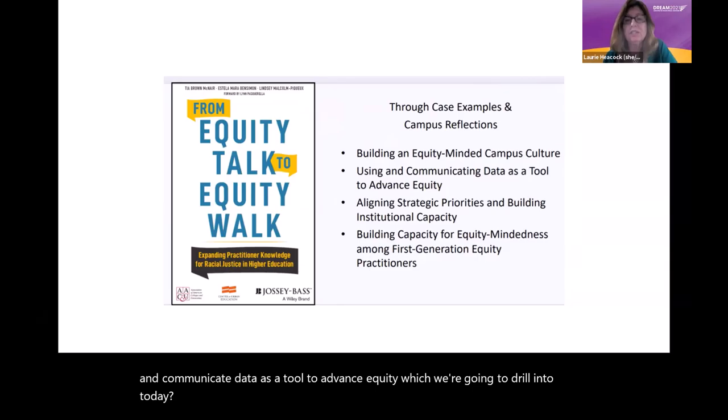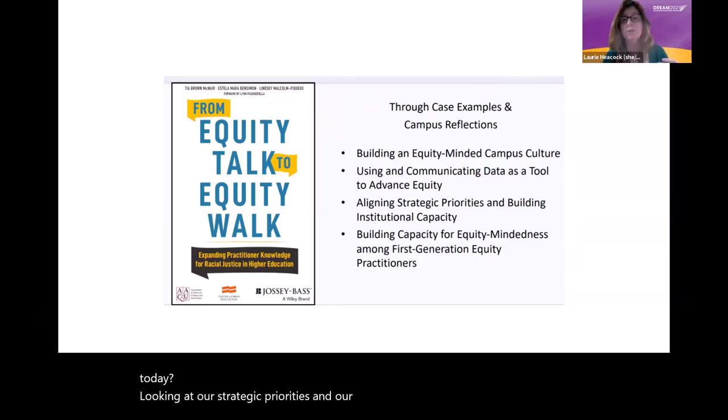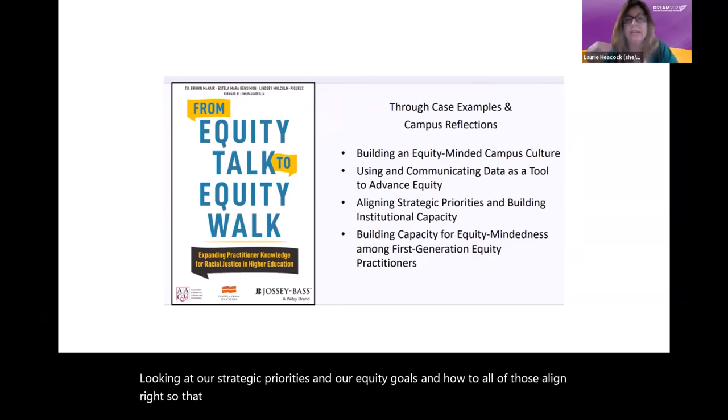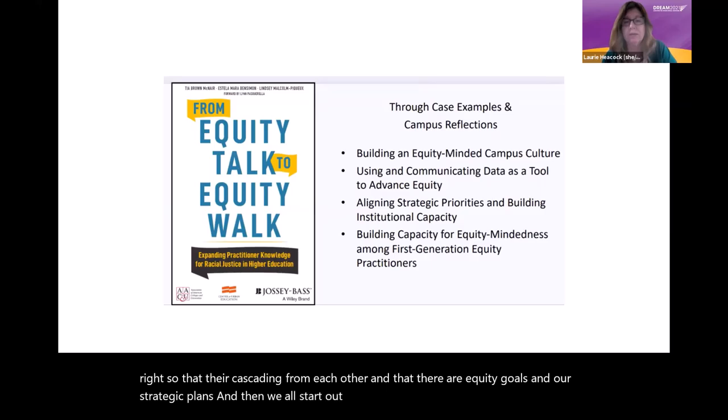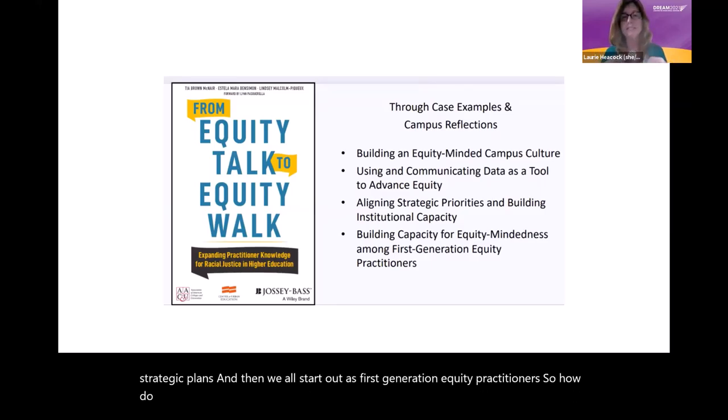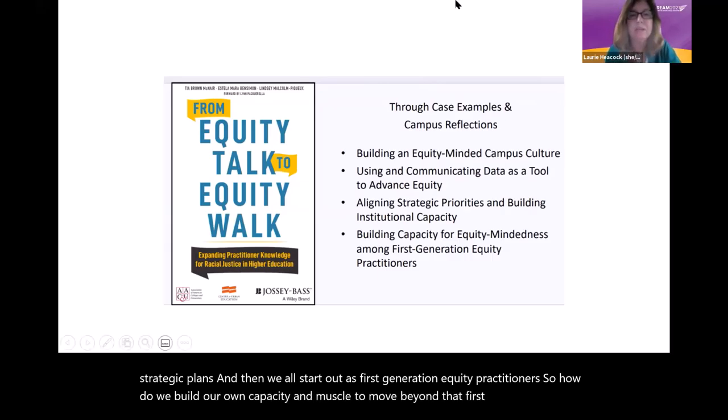Looking at our strategic priorities and our equity goals, how do all of those align, right? So that they're cascading from each other and there are equity goals in our strategic plans. And then we all start out as first generation equity practitioners. So how do we build our own capacity and muscle to move beyond that first generation and build maturity in our approach?